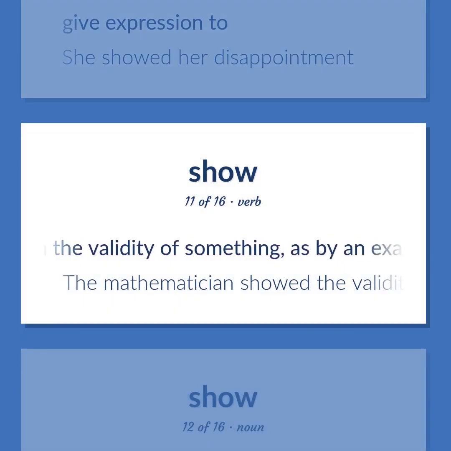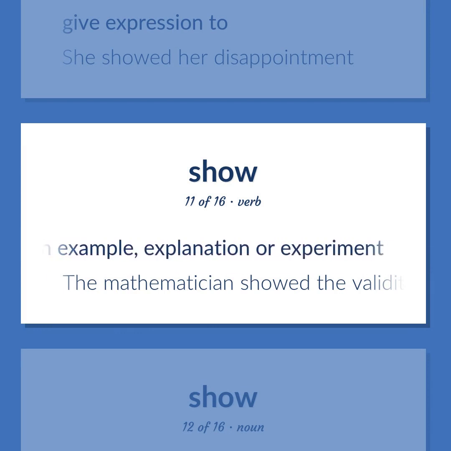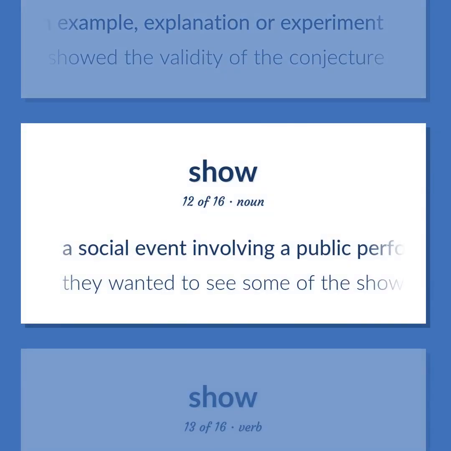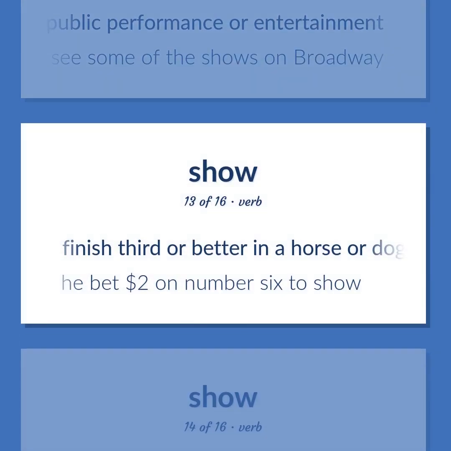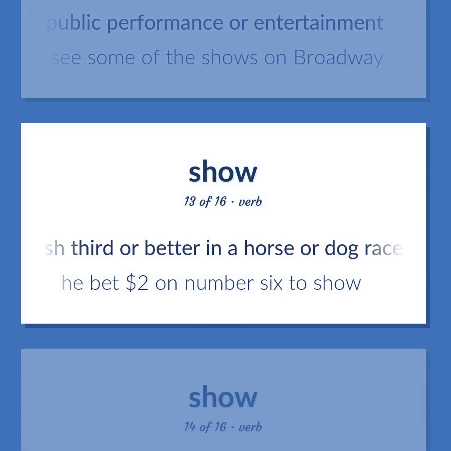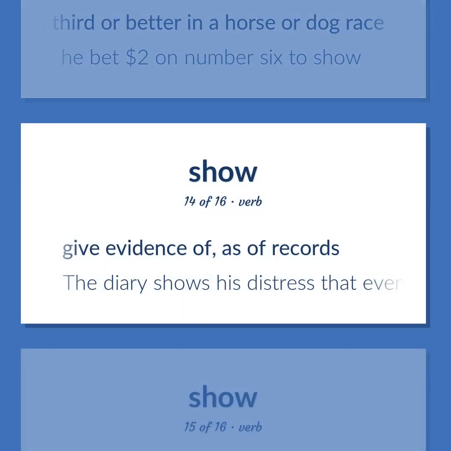Establish the validity of something, as by an example, explanation or experiment. The mathematician showed the validity of the conjecture. A social event involving a public performance or entertainment. They wanted to see some of the shows on Broadway. Finish third or better in a horse or dog race. He bet $2 on number 6 to show. Give evidence of, as of records. The diary shows his distress that evening.